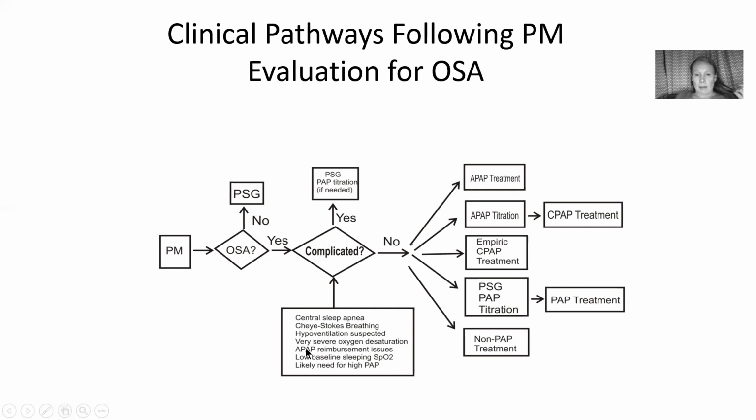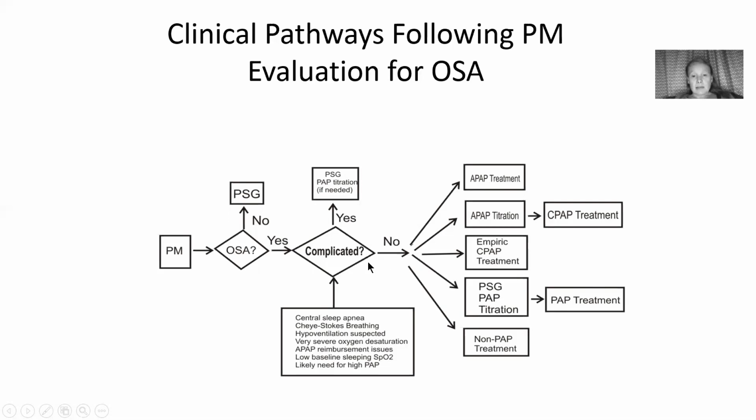Did we see central sleep apnea? Did they have Cheyne-Stokes breathing? Do we suspect hypoventilation? Did they have very severe oxygen desaturations? Do we know that their insurance company doesn't provide reimbursement very well? Do we know that they have a low baseline SpO2? Or is there a likely need for high PAP? If that's the situation, then they need to do an in-lab sleep study.